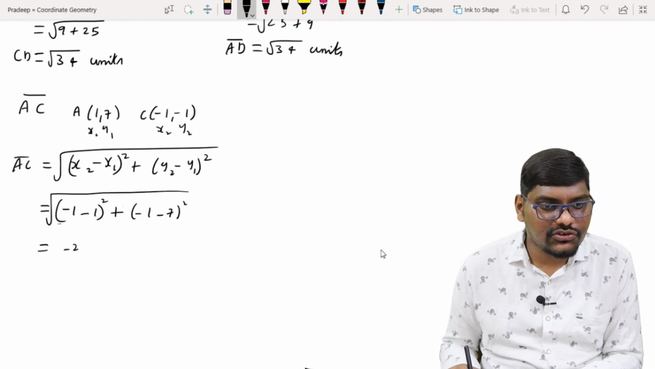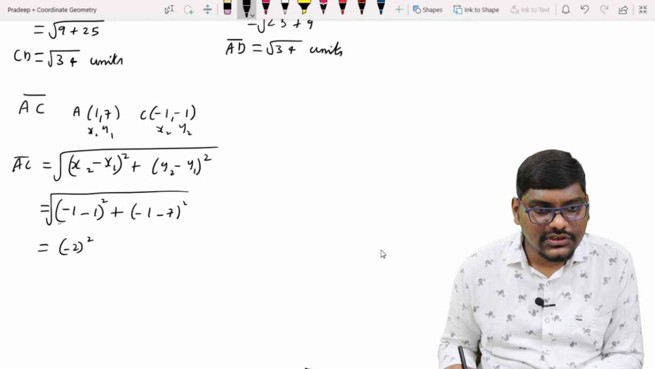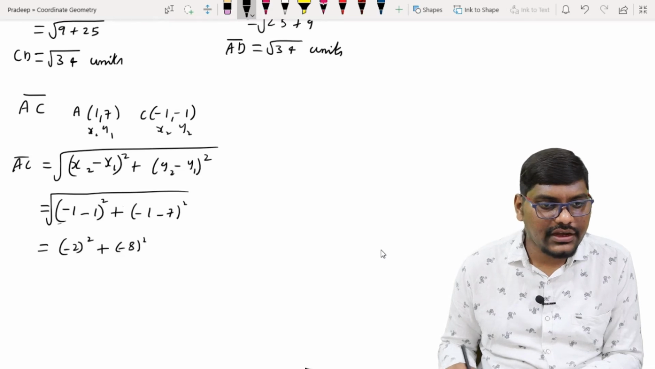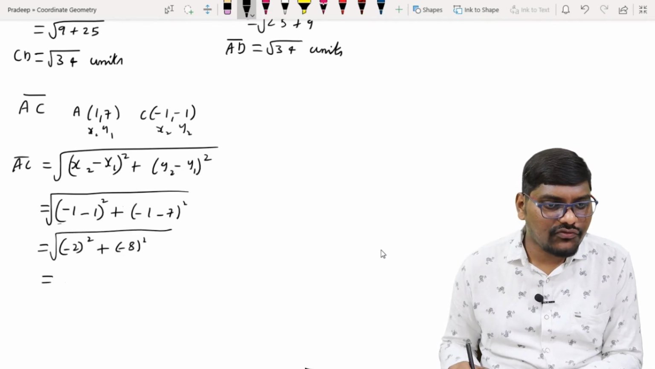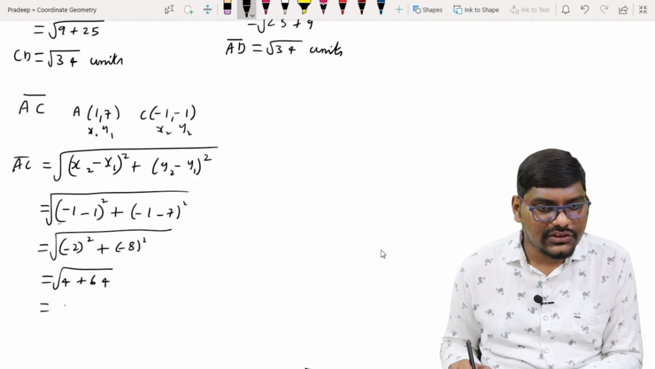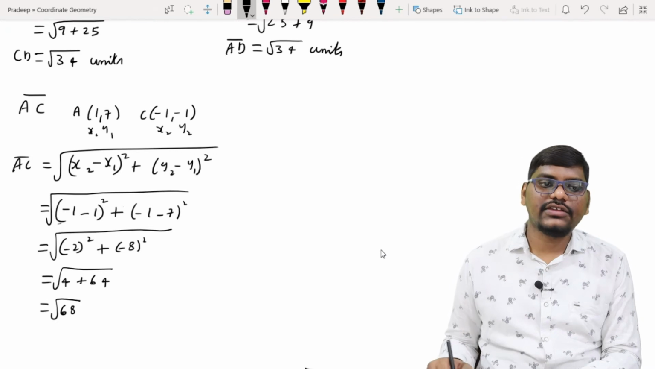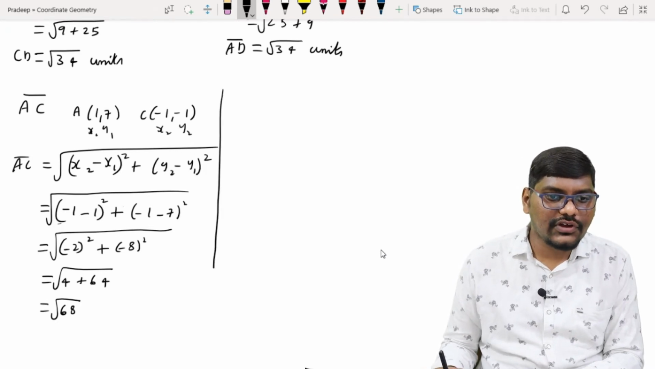So minus 1 minus 1 is minus 2, whole square. And this is minus 11 whole square. So 2 square is 4, and 11 square is 121. So we'll get the value 125. Root 125 is the value. So this is for AC.